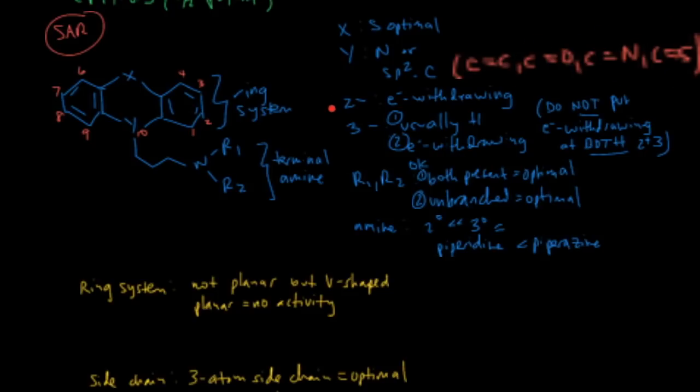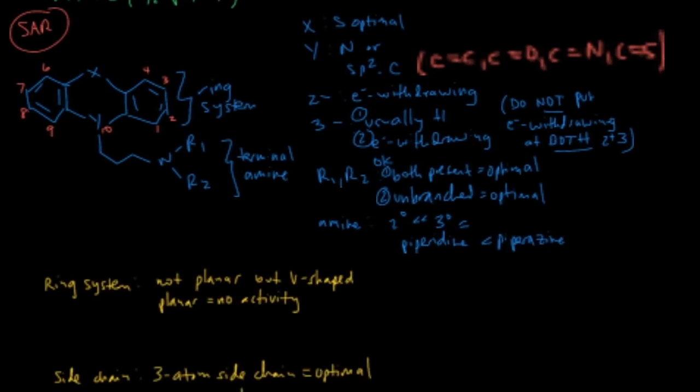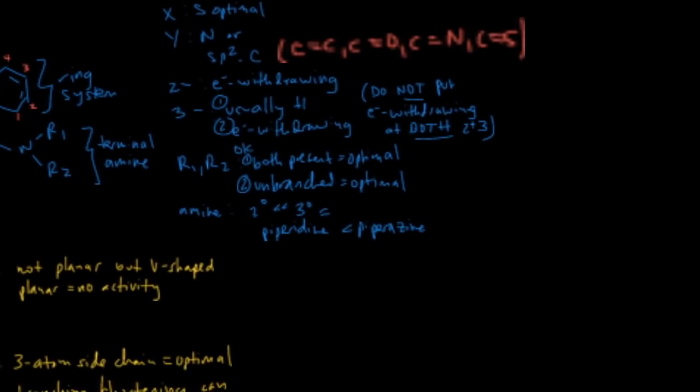At your 2 position, which is right here, it has to be an electron withdrawing group. Ooh, review again. What are examples of your electron withdrawing groups? Let's see.